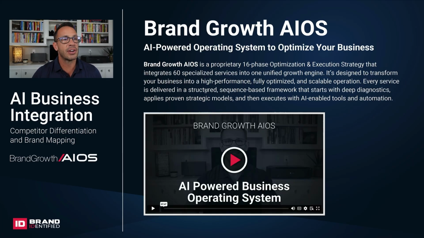And finally is the Brand Growth AIOS. It is an AI-powered operating system to optimize your business. It's a proprietary 16-phase optimization and execution strategy that integrates 60 specialized services into one unified growth engine. It is designed to transform your business into a high-performance, fully optimized, and scalable operation. Every service is delivered in a structured, sequence-based framework that starts with deep diagnostics, applies proven strategic models, and then executes with AI-enabled tools and automations.